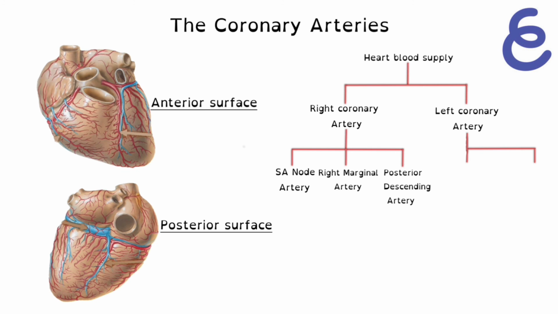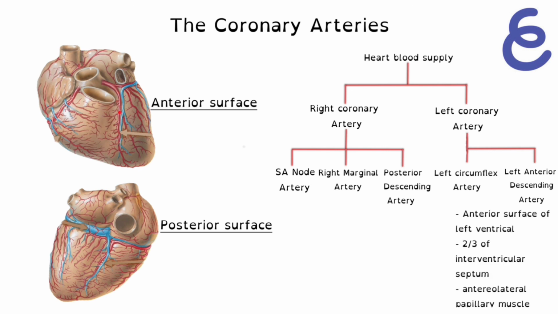Now let's talk about the branches coming off the left coronary artery. The left circumflex will be supplying mainly the lateral aspect of the left ventricle. Left anterior descending artery will be supplying the anterior surface of the left ventricle, 2/3 of the interventricular septum, and the anterolateral papillary muscle.